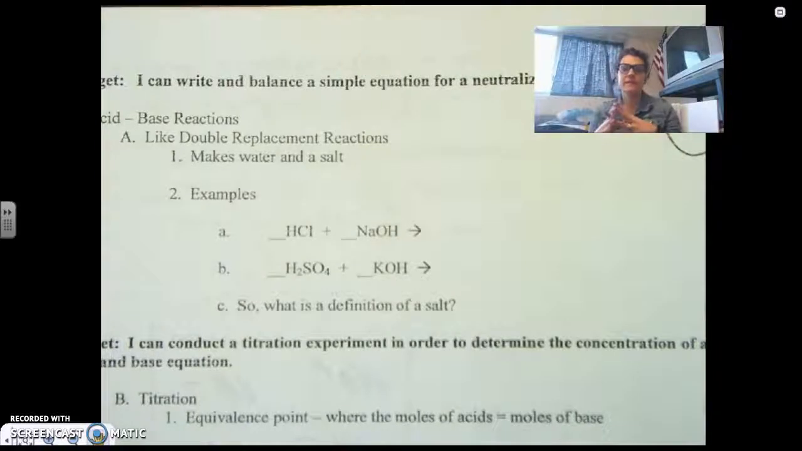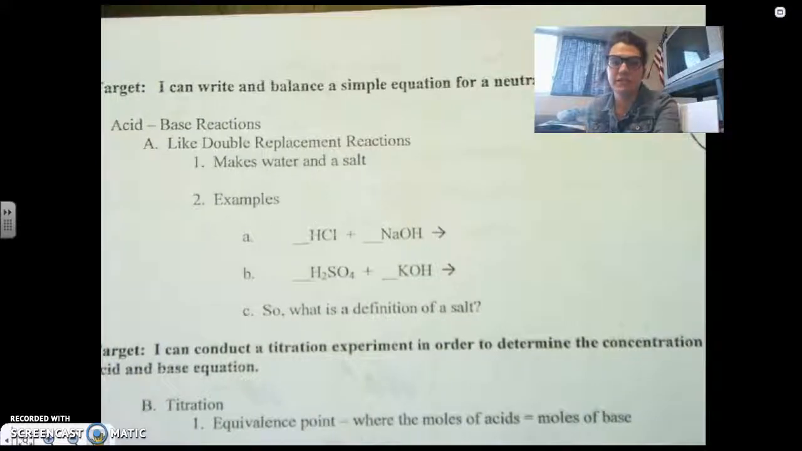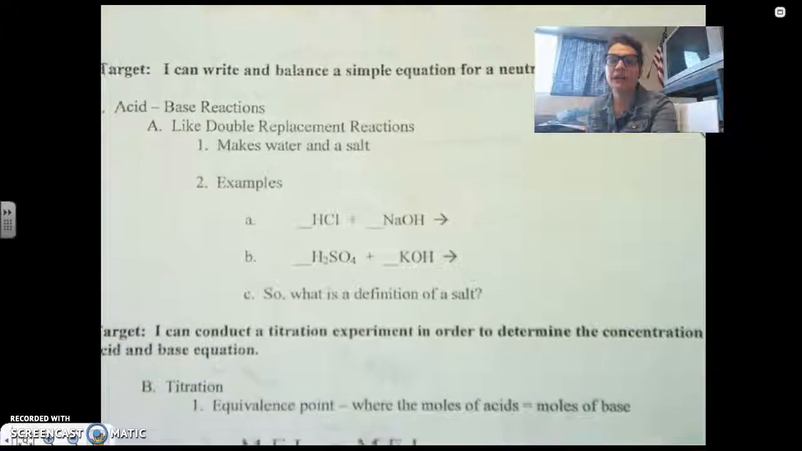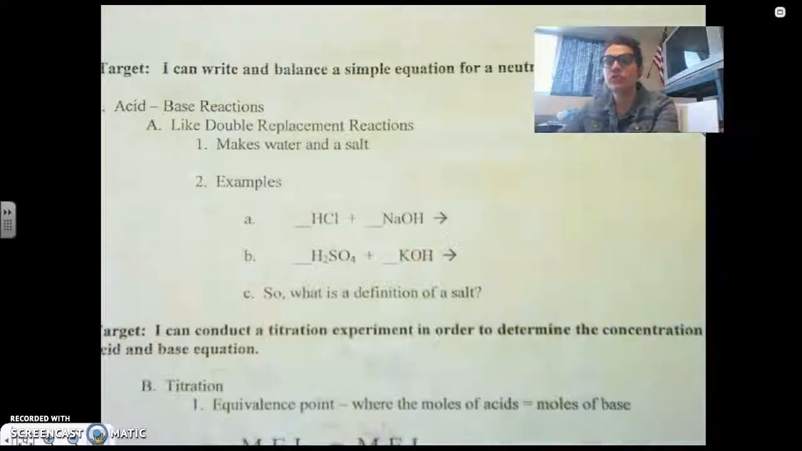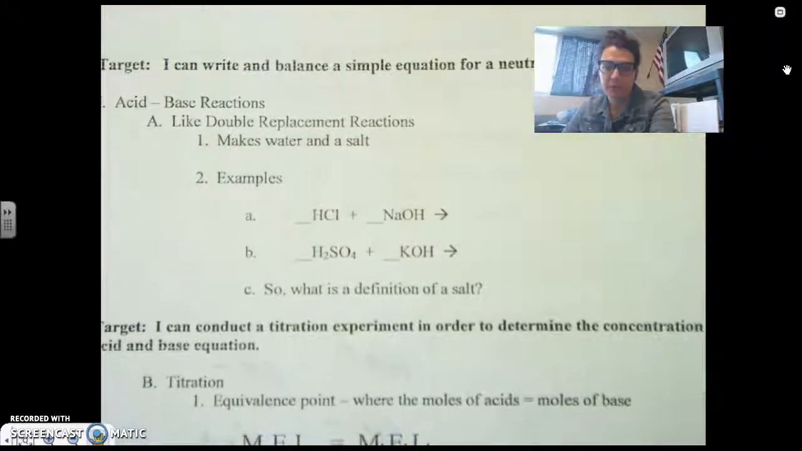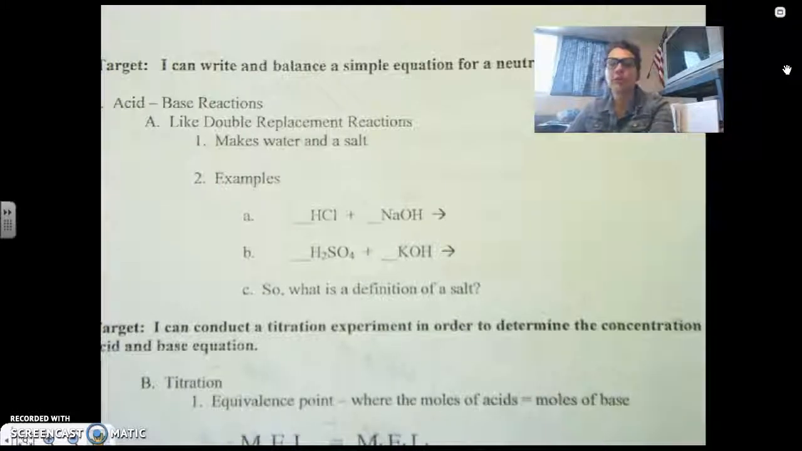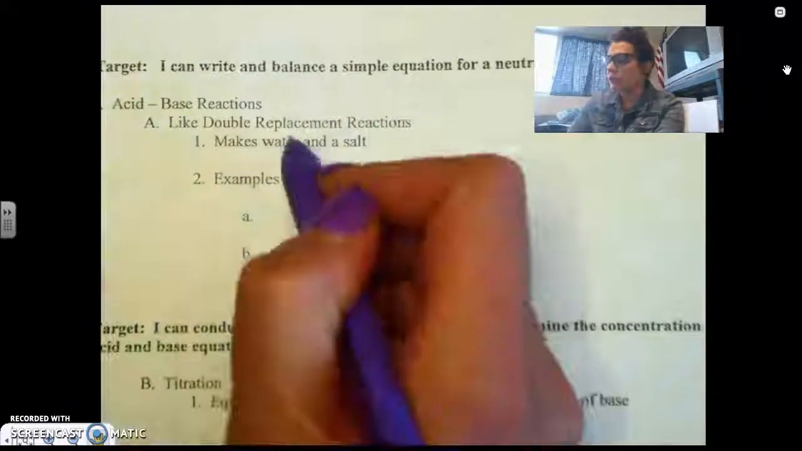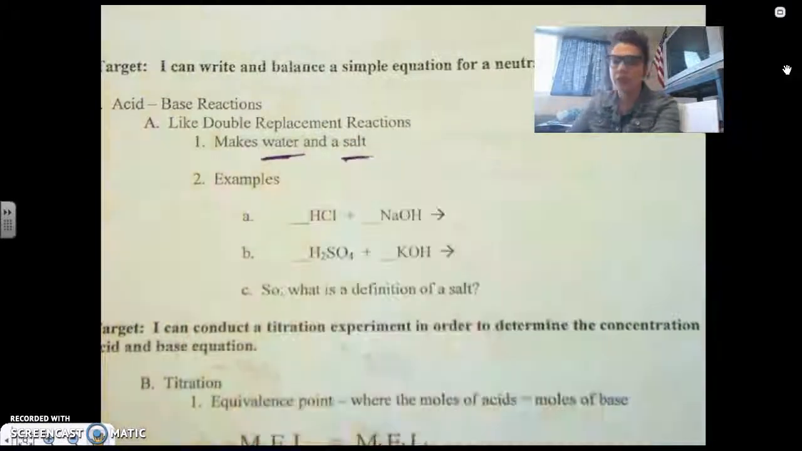Okay, this video is about predicting acid-base neutralization reactions. That's basically what an acid-base reaction is, it's just a neutralization reaction. Now these reactions are kind of easy because you've sort of seen them before. They look just like double replacement reactions, and here's the thing, you always make the same thing. So with that being said, you're always going to make water and a salt.